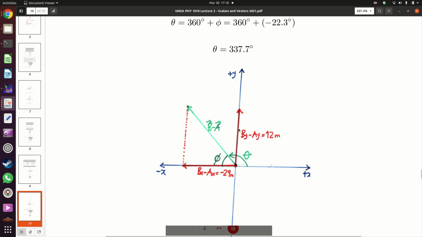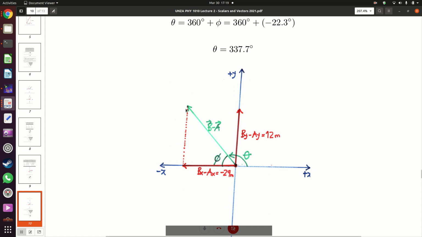Then the other red line lying along the y-axis in the positive direction is by minus ay, which is equal to 12 meters. Like we did before, we shift this y component of b minus a and put it at the end of bx minus ax. So we move along the x-axis, bx minus ax, minus 29 meters, then we move along the y-axis, by minus ay, 12 meters. We have not done anything different here. The only thing we have done is shift the y component.